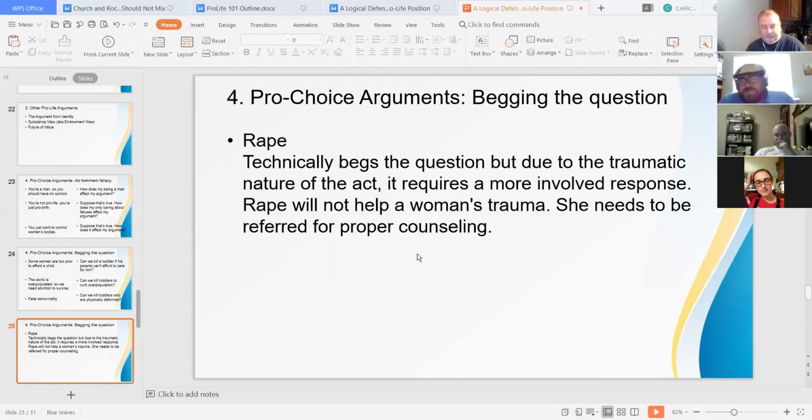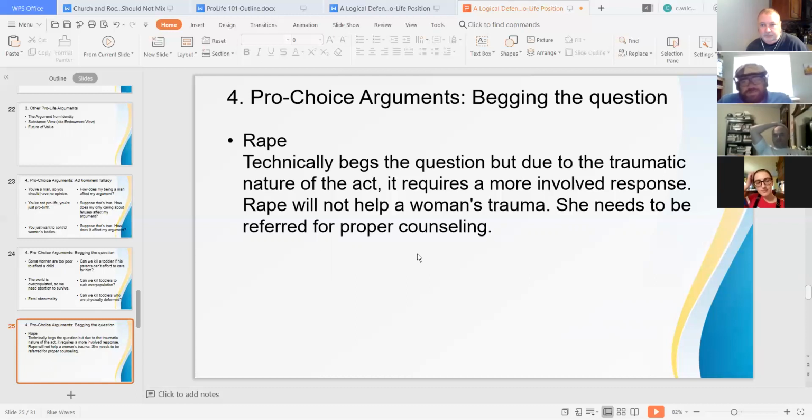But what about the case of rape? Because it is an important question. It's something we have to answer. Now, it does technically beg the question, because obviously we can't justify killing a toddler who was conceived in the case of rape. We couldn't kill the toddler in that situation. But if someone brings that up, especially someone who knows someone who has been raped, or maybe they've been raped themselves, that kind of response is not going to be very satisfying. In fact, it might make you come across as unfeeling or uncaring.